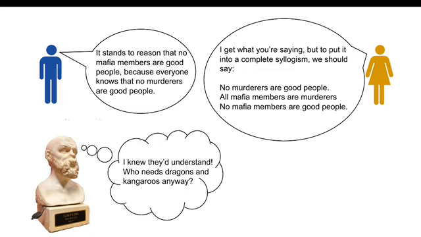See, the guy in blue had left out the line that all mafia members are murderers. He just figured that the girl in gold would infer that. He'd spoken in an enthymeme. And Socrates was thinking, I knew they'd understand. Who needs dragons and kangaroos anyway?